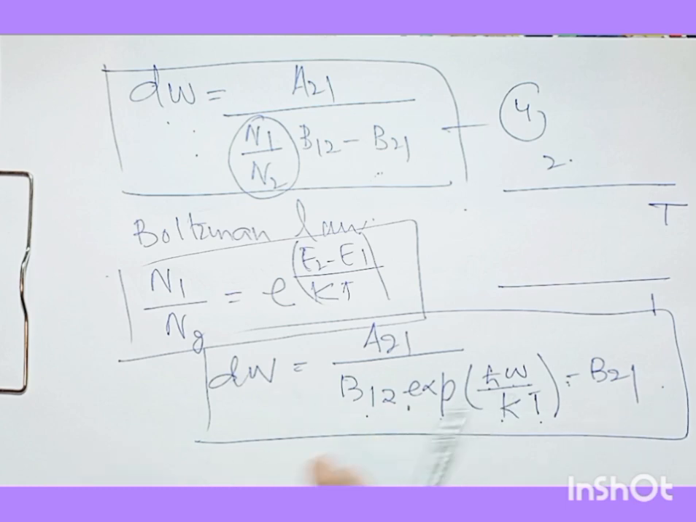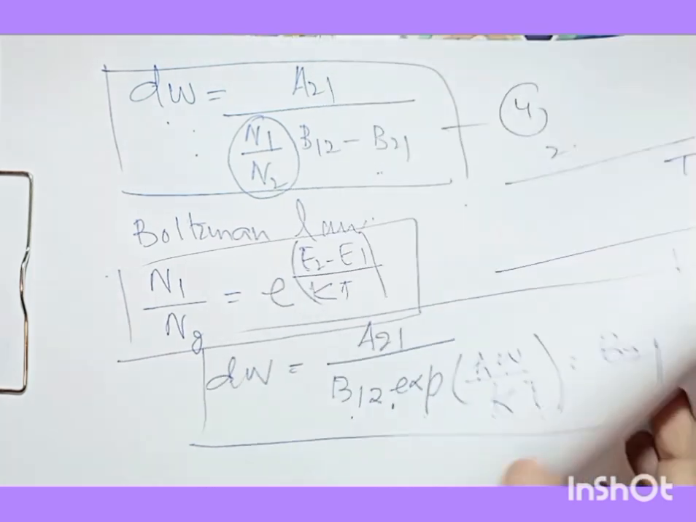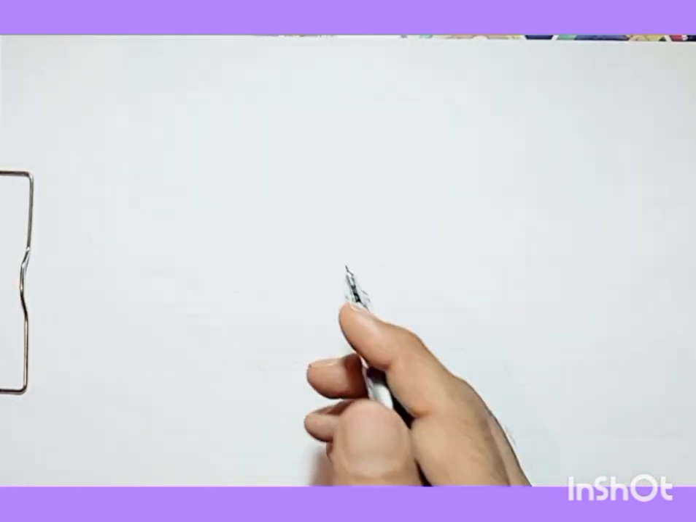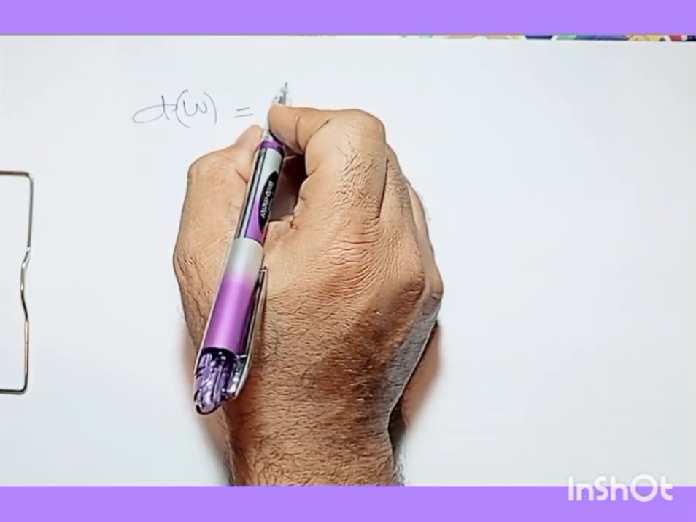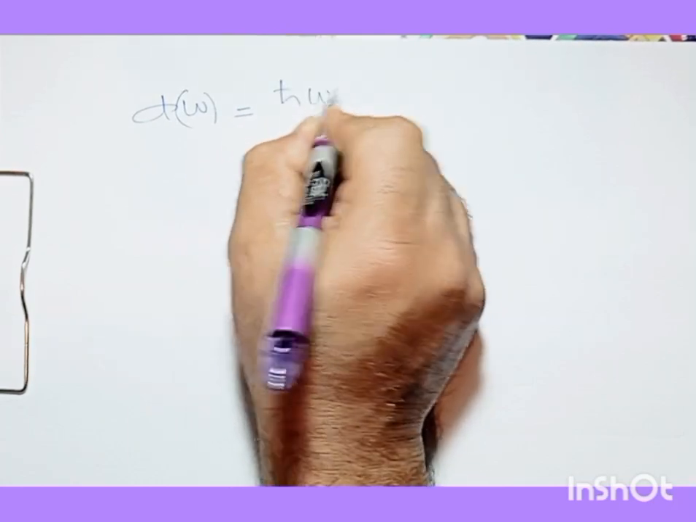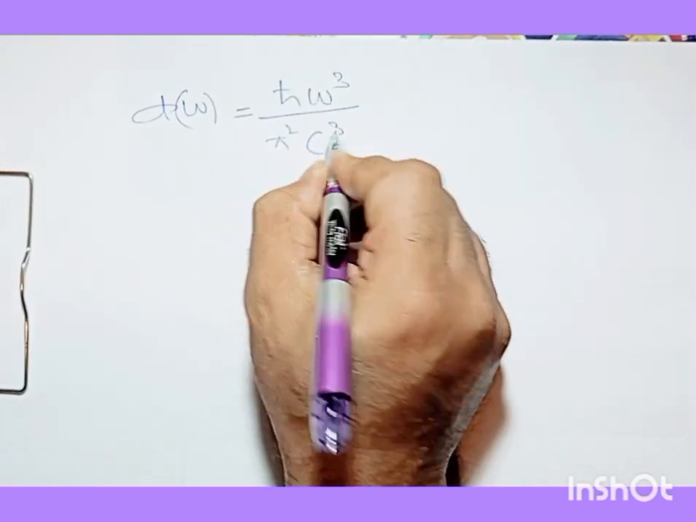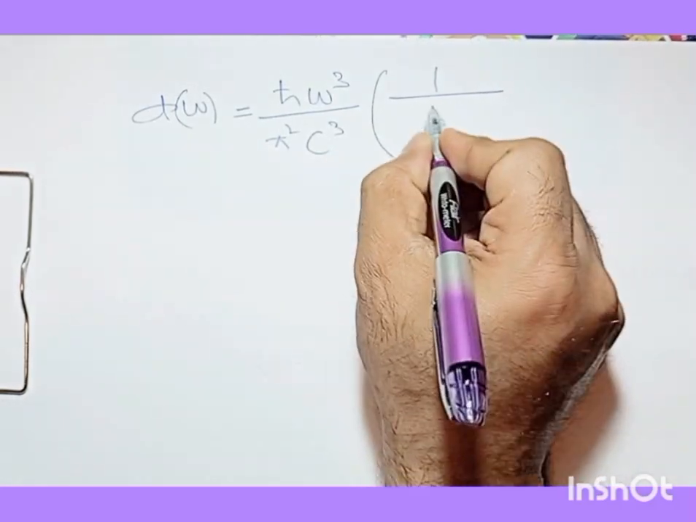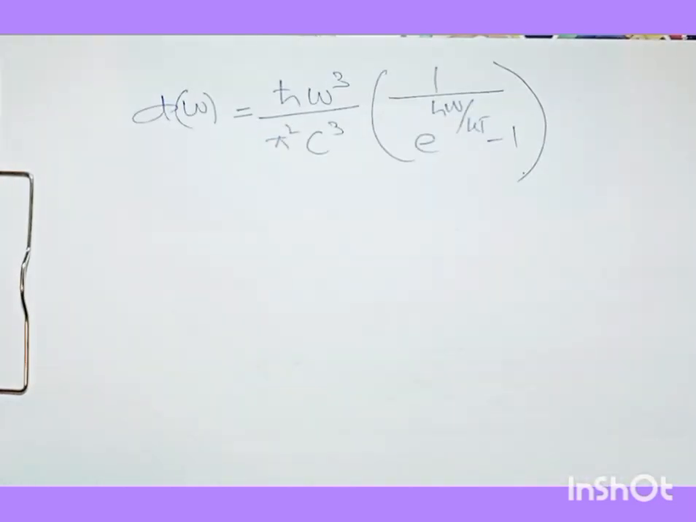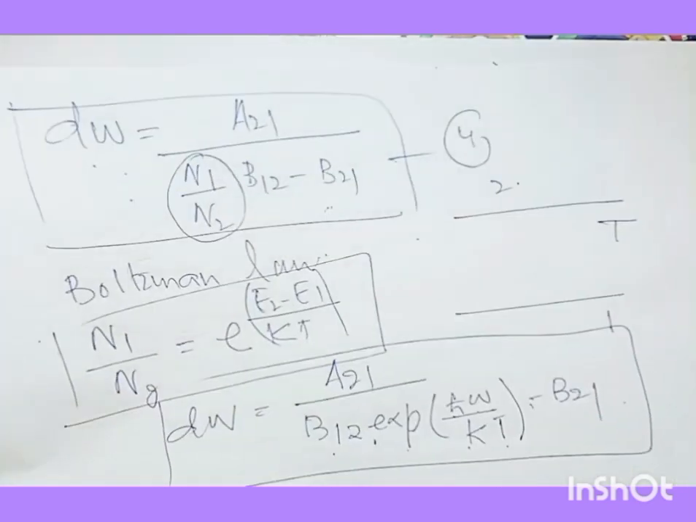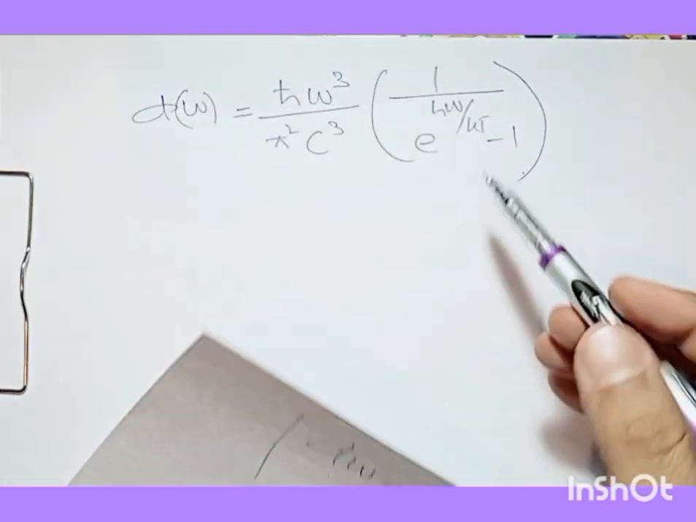And according to Planck's law, the energy density of radiation at thermal equilibrium can be written using Planck's black body radiation law. What it says is that T omega, which is the energy density, is h cross omega cube by pi square c cube times 1 by e to the power of h cross omega by KT minus 1. So we can compare this equation and the other equation.